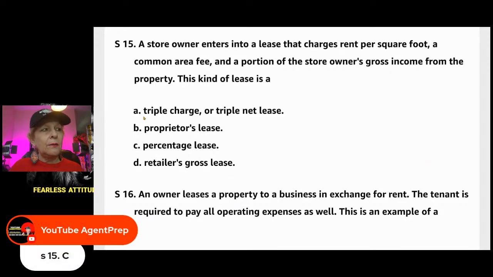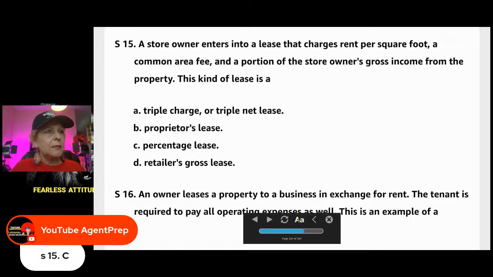Go back and study what triple charge is. Let's see, what did everybody answer? D, a retailer's gross lease. No. So this has to do with the store owner's gross income, okay? Not the type of lease that the store owner enters in. I'm sorry, the store owner is the lessee, okay? Not the property owner. So retailer's gross lease, okay, is different. So go and review your vocabulary.